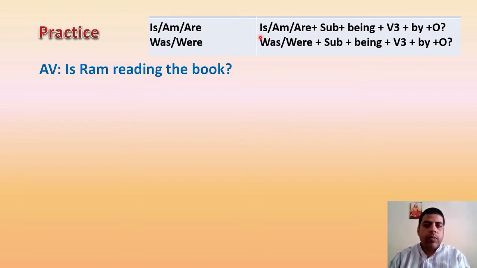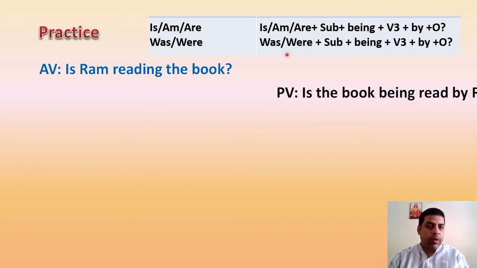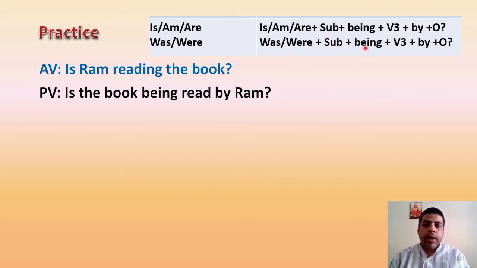Now what is the formula given to you? What you have to do is to choose any one of these three, is, am, are. How will you choose? Depending upon the number of the object. Now the book means singular is there. So what we have to do is to pick up the singular verb is plus subject will be the book. Is the book plus being will come here, being read by Ram.